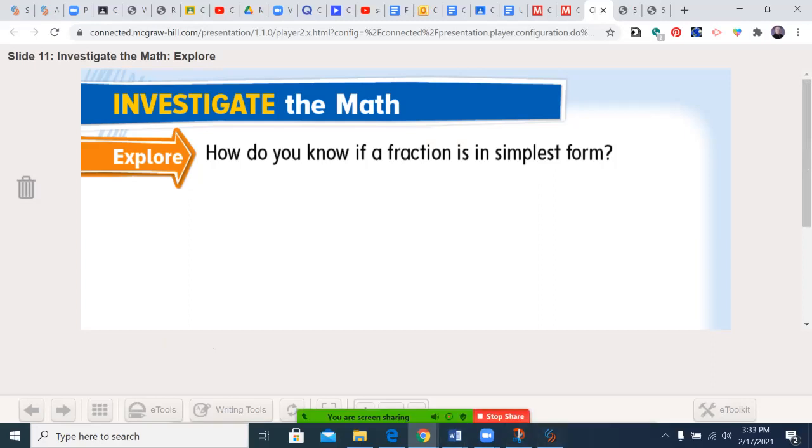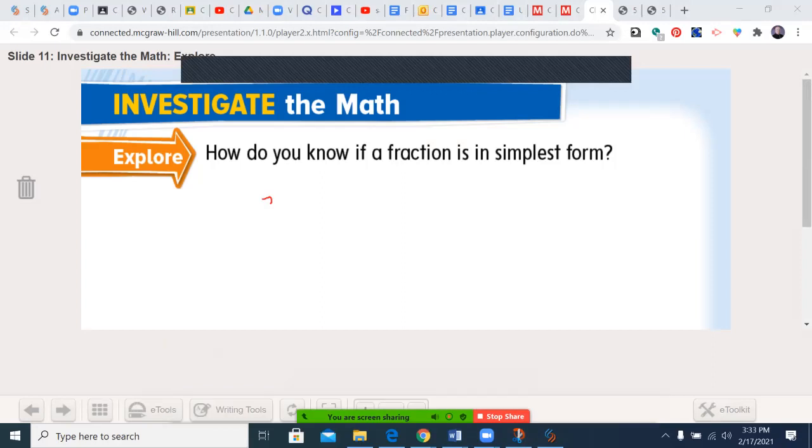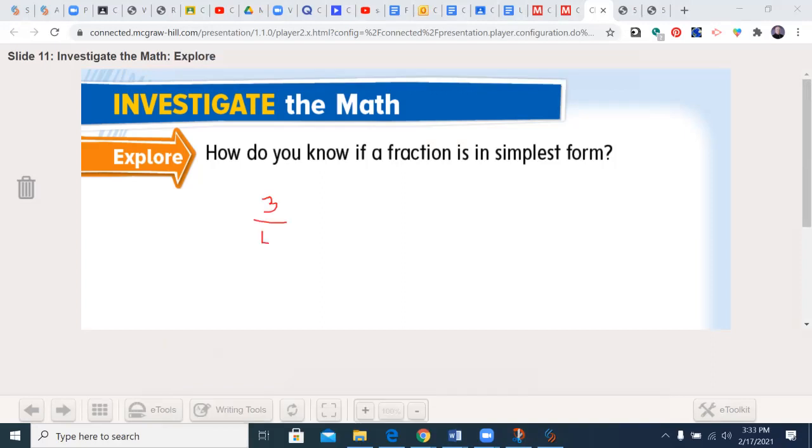So for instance, if I had 3/4, I know that my factors are 3 and 4. 1 times 3, and 1, 2, and 4. The greatest common factor is 1. There's nothing I can do. It's in simplest form. 6/8, however, and by the way, if you ever see an even number for a numerator and denominator, you know it's not in simplest form.